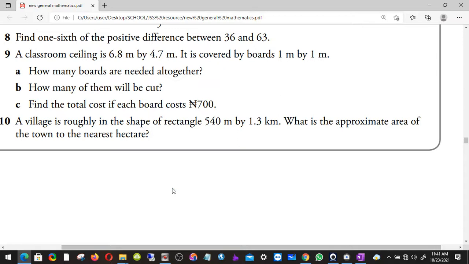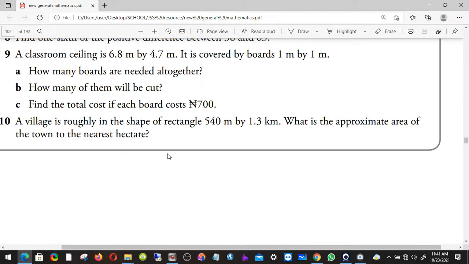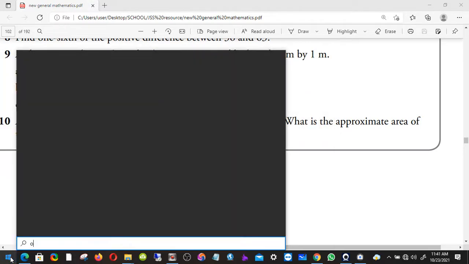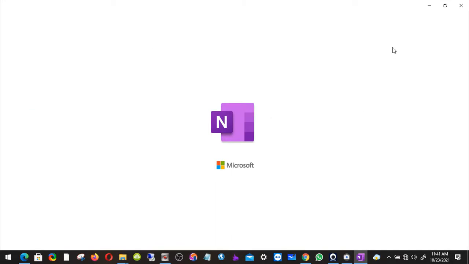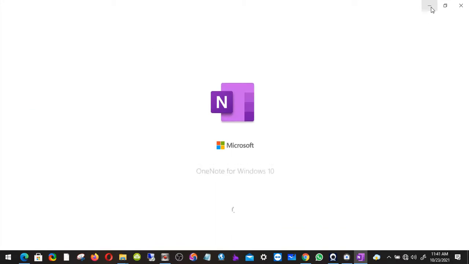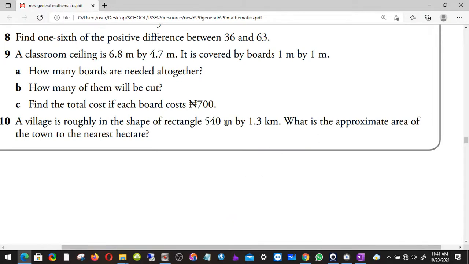Read this, please. Number 10. A village is roughly a rectangle 540 meters by 1.3 kilometers. What is the approximate area of the town to the nearest hectare? Okay, so the major thing you need to note here is after you calculate the area, if you calculate the area in meters or kilometers, you need to convert it to hectares. That's the major thing you need to know here.